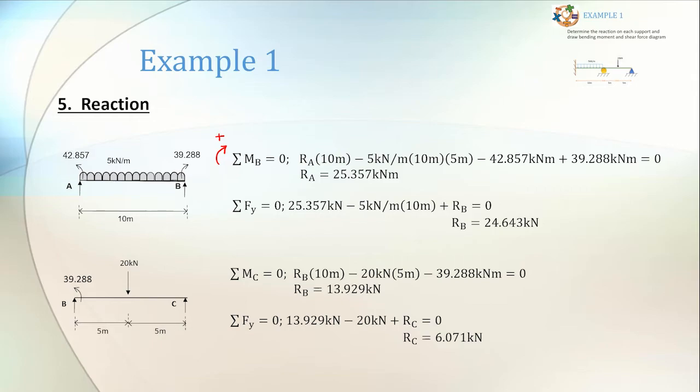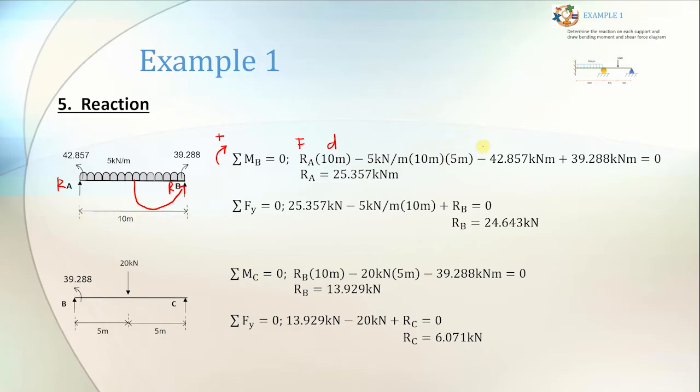So here I have RA. RA to B is 10 meter. Force times distance. Okay. And then we have the UDL. UDL going to B. Okay, so 5 kilonewton is per meter. So this one is 10 meter length of beam. That's why multiply by 10 because this is UDL.